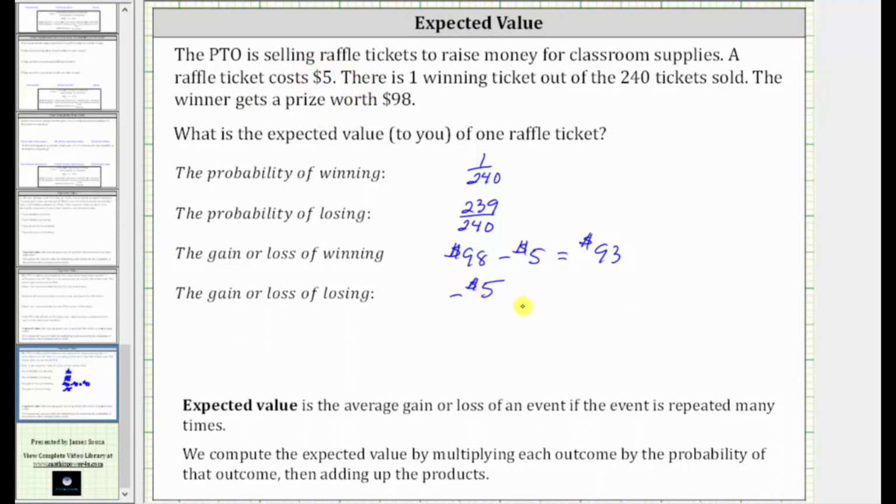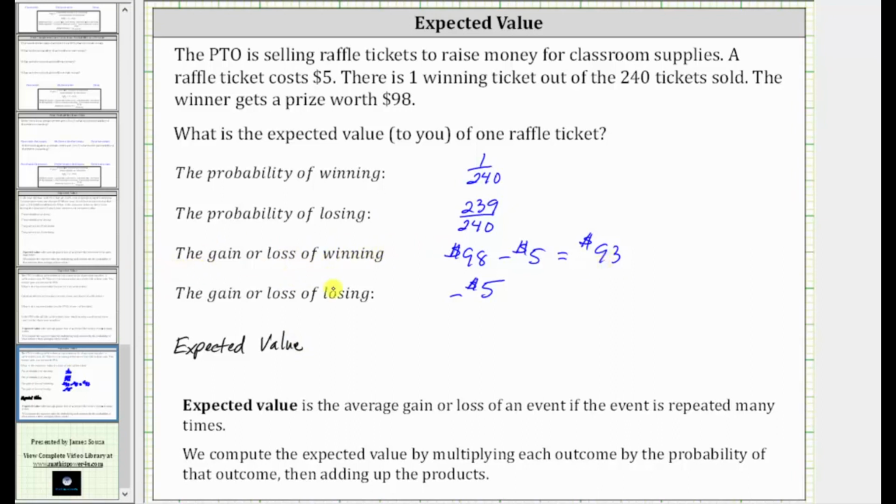And now we have the information we need in order to determine the expected value. Again, the expected value is equal to the sum of the products of the outcomes and the corresponding probabilities. Let's consider the first outcome of winning.